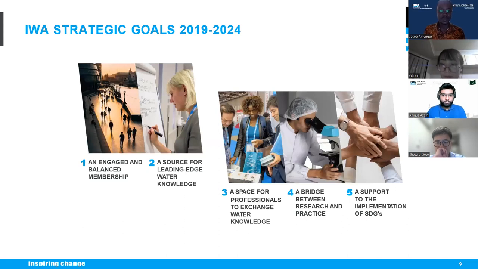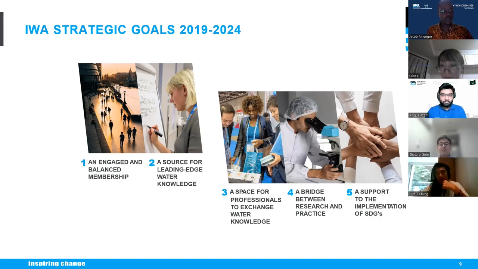Next slide. So the IWA runs a 5-year strategic cycle, and the current strategy cycle is from 2019 to 2024, which has five goals. The first one is engaged membership. The IWA will have an engaged membership that is globally representative of the multiple segments, actors, and practice areas of the water sector.